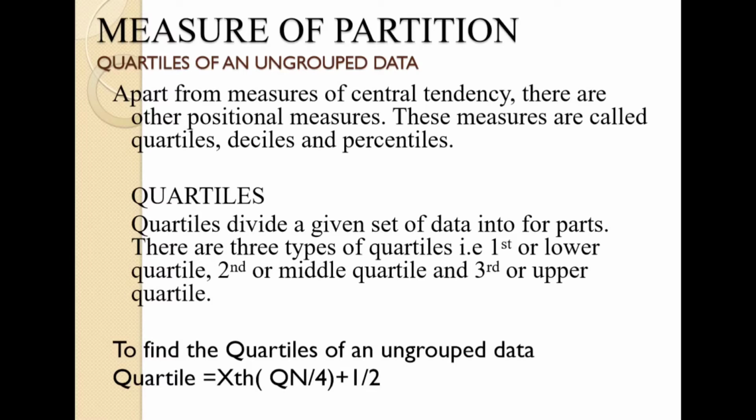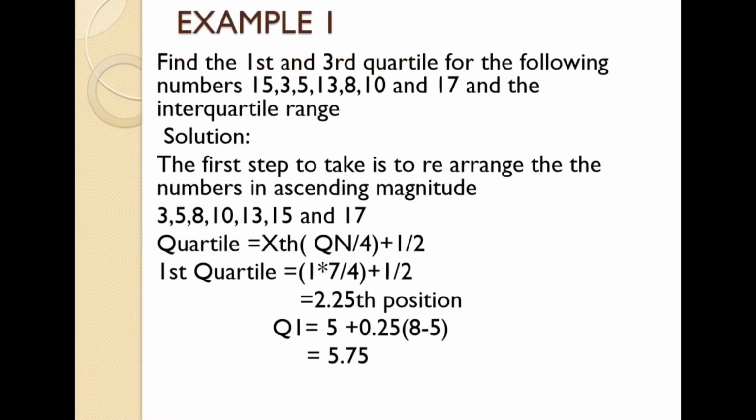Now let's get started. To find the quartiles of an ungrouped data, we need to make use of this formula, which is Qn over 4 plus half. This X just shows us the position of the class. Now let's take a look at this.